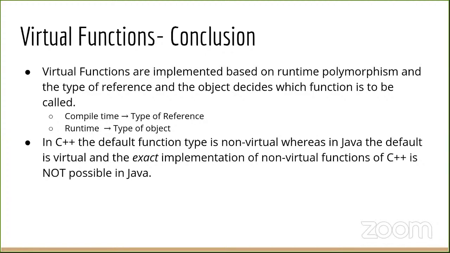Also remember that whenever object slicing or upcasting occurs, all the functions and variables of the derived class are not there in the base class when we upcast it. So that is the key point to remember. The difference is that in C++, the default function type is non-virtual, whereas in Java, the default function type is virtual, and the exact implementation of non-virtual functions of C++ is not possible in Java. So that's it for the virtual functions.